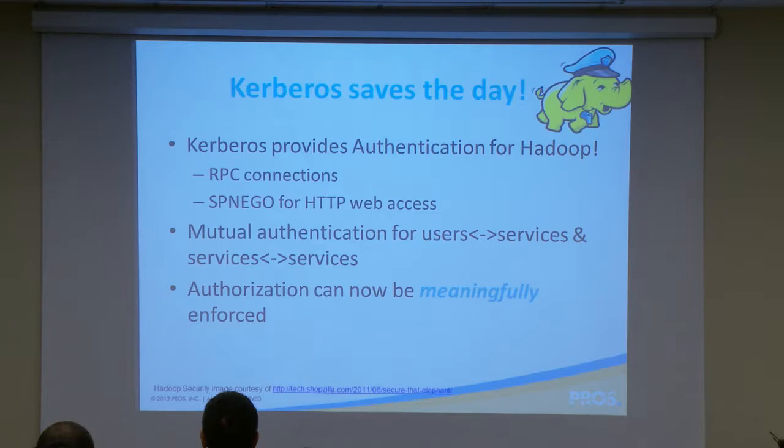Kerberos is a very good protocol. It offers mutual authentication for users and services, so things became much simpler. And as I said, authorization can now be meaningfully enforced. For encryption, it uses SASL, I think the Simple Authentication and Security Layer. It's a framework that you can plug other authentication mechanisms into. It uses Kerberos as the prime one, and QoP is quality of protection. So now you can say my connection from my client to the name node can be encrypted using a quality of protection of confidential, which means encrypted.